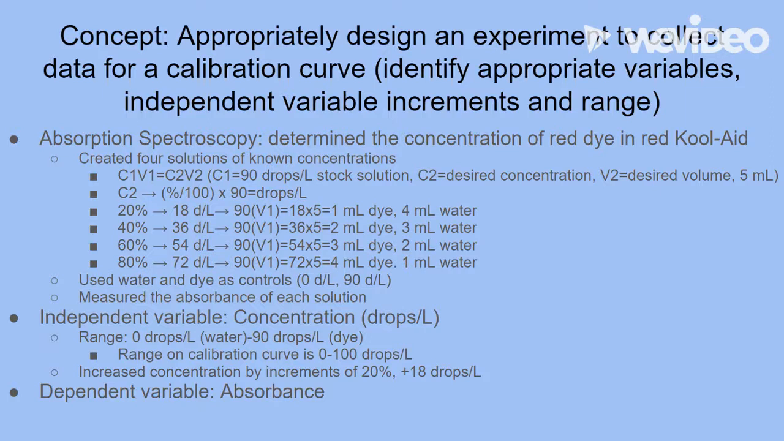The independent variable was concentration in drops per liter. The range was 0 drops per liter, which was water, to 90 drops per liter, which was the dye. The range on the calibration curve is 0 to 100 drops per liter. I increased the concentration by increments of 20%, which was equivalent to 18 drops per liter. The dependent variable is the absorbance.